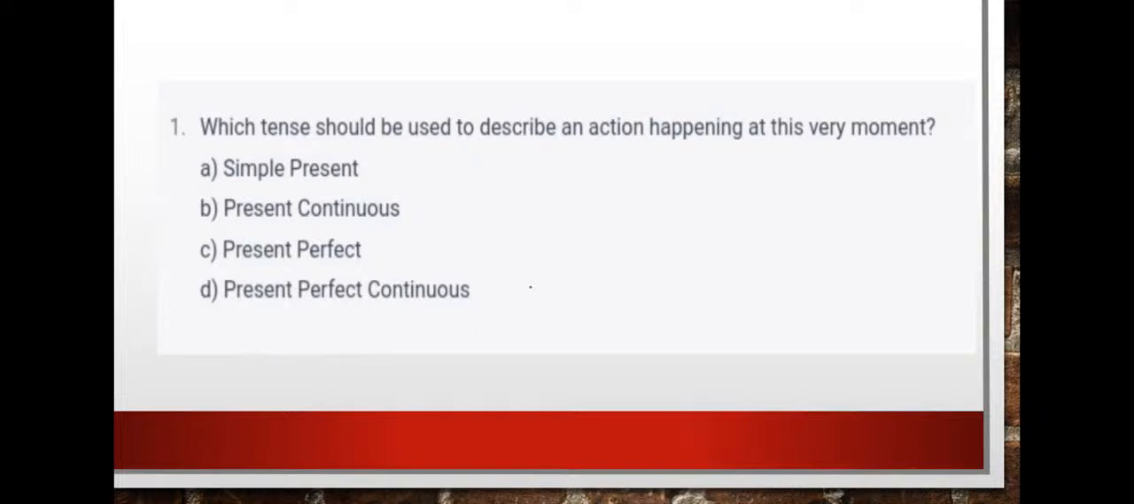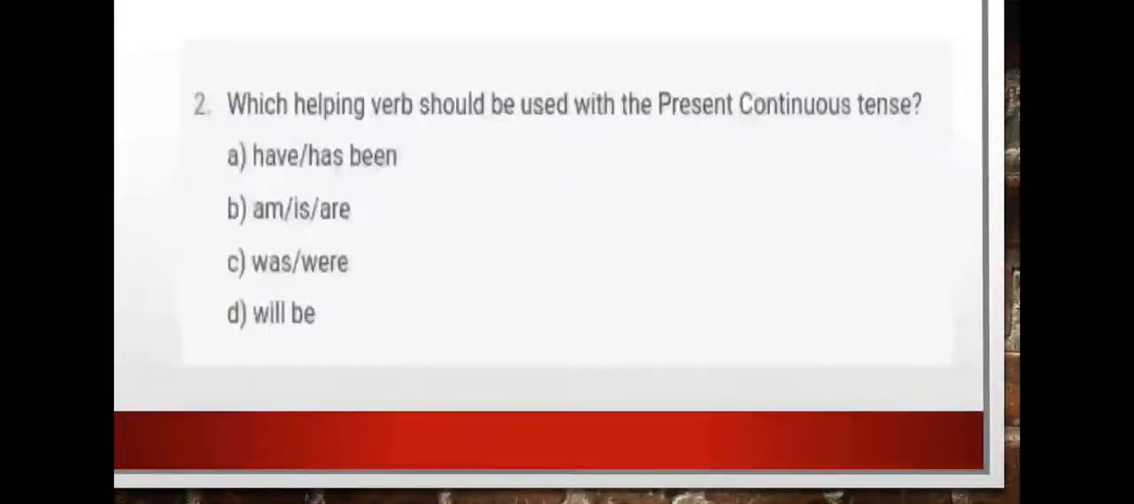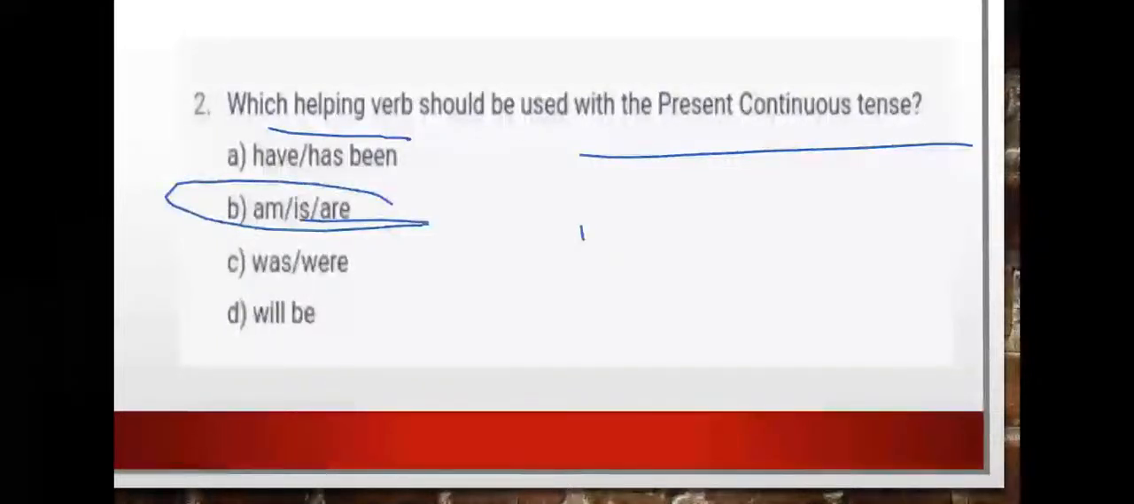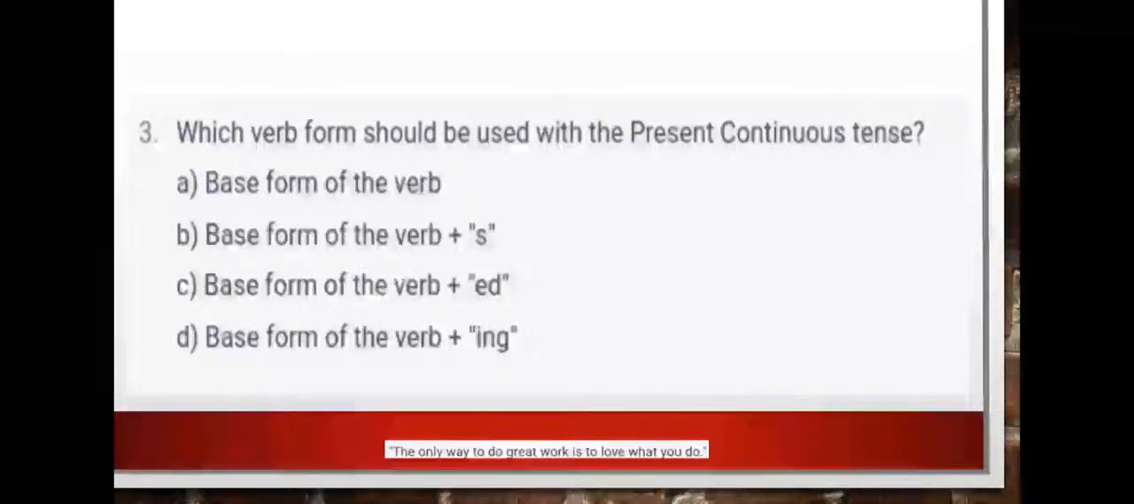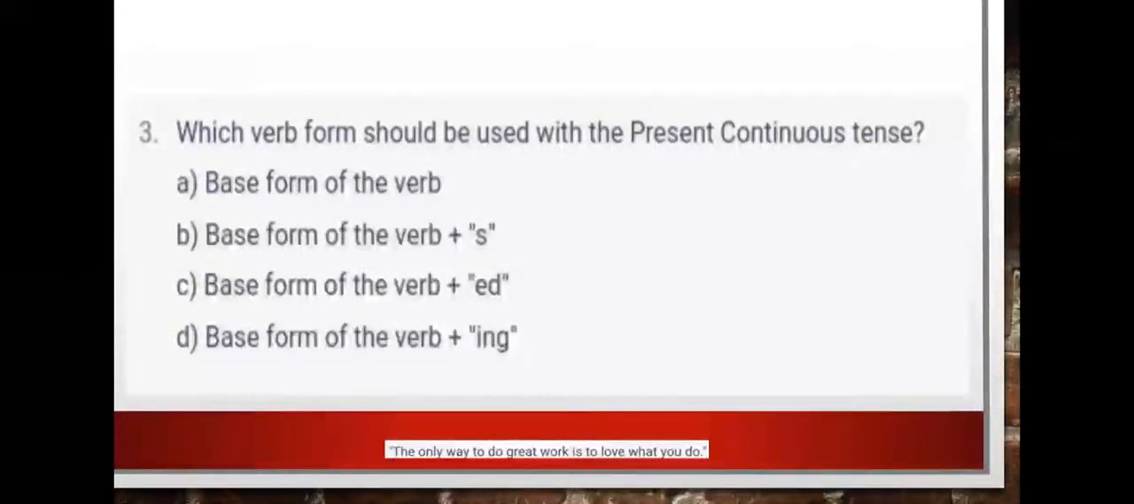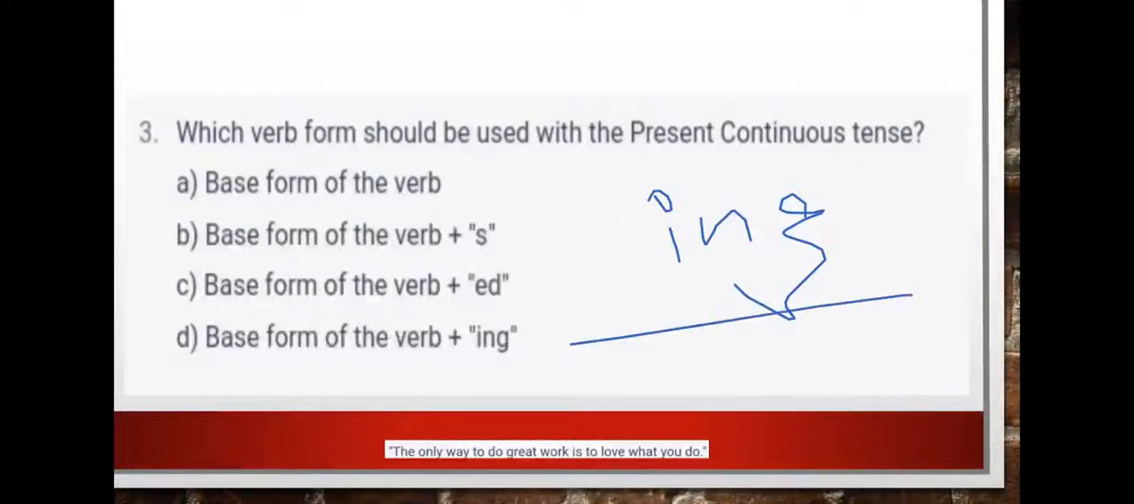The first question right here is, which tense should be used to describe an action happening at this moment? Happening at this moment. Simply, it is happening, which means it is in progress. So we have to use the present continuous tense. Now, which helping verb should be used with the present continuous? The be form of the verb, also known as the be form of the verb. Now, which verb form should be used with the present continuous tense? Verb form means, is it in progress? Yes. So we have to use the progressive ing form of the verb, base form plus ing.